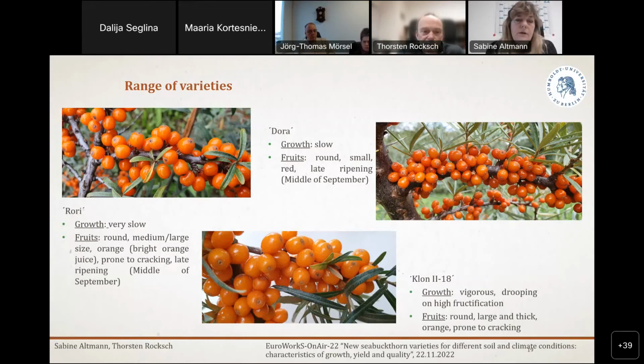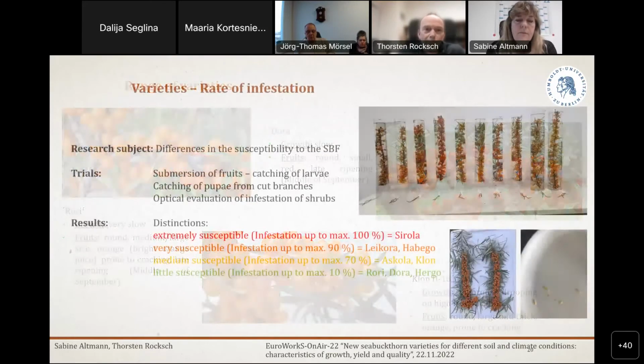They are orange, have a bright orange juice, and are prone to cracking, which we stated, on heavy rainfalls. The same can be seen with the clone, which is vigorously growing, drooping on high fructification, and there the fruits are round as the other two, but large and thick and have an orange color.